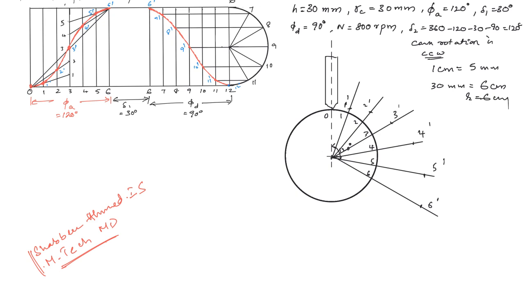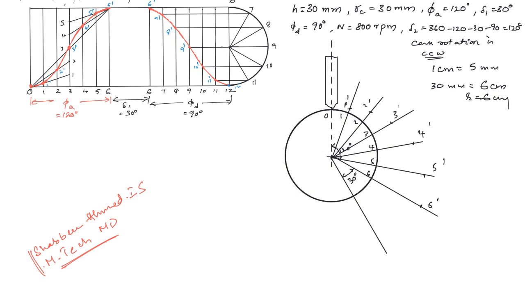Now we have a dwell for 30 degrees. Once the follower reaches the highest point, then for 30 degrees of rotation of the cam, the follower must stay at the top position. So now we will mark the 30 degrees dwell here in this circle. From here you mark an angle of 30 degrees and draw a line. So this is 30 degrees, this is the dwell.